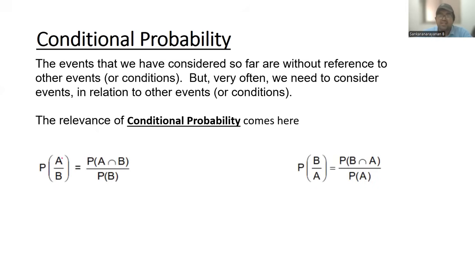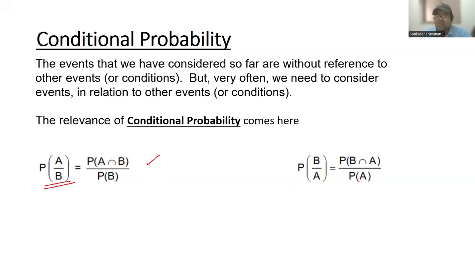I am writing it as probability A by B like that. You see, I have written it. It is actually read as the probability that A happens given that B has happened, P of A given B. That's how this is interpreted. And that is equal to P of A intersection B divided by P of B. Mathematically, this is how the calculation goes. In the same way, P of B given that A has happened is equal to P of B intersection A divided by P of A.